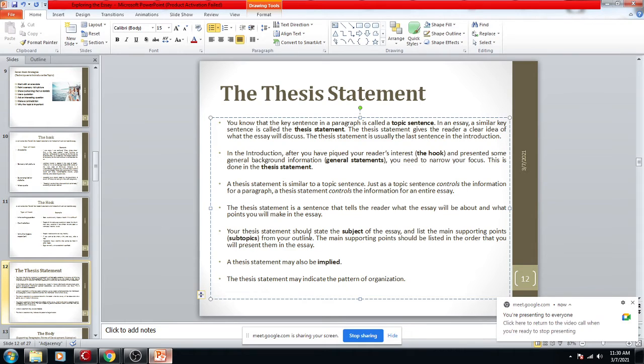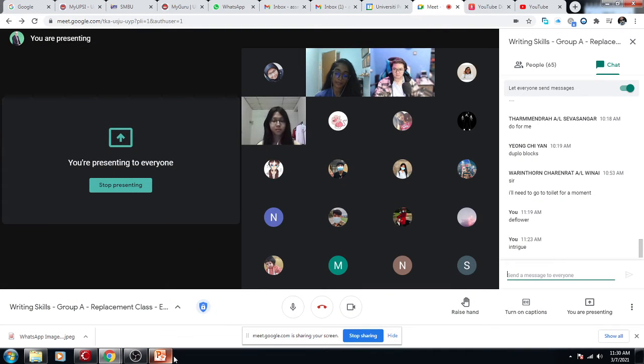Your thesis statement should state the subject of the essay and list the main supporting points, the subtopics, the points of development from your outline. So in the pre-writing stage, as you brainstorm ideas using one of the techniques for generating ideas, you should write your thesis and the 3 subtopics. Each one will constitute a topic sentence on its own and a paragraph on its own downward. So this will be part of your outline.